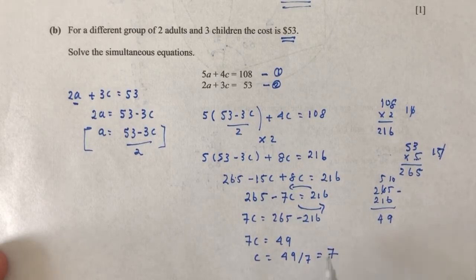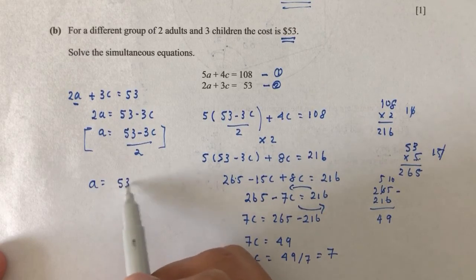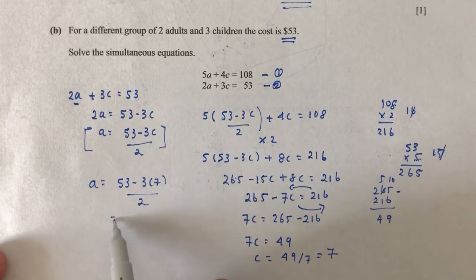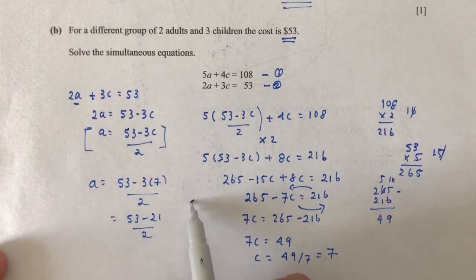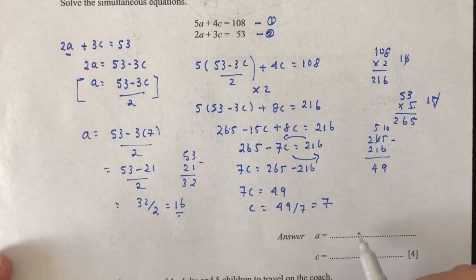Now use this to find the value of A. So A is equal to 53 minus 3C, which is 7, divided by 2. So 53 minus 21, divided by 2. 53 minus 21 is 32. So 32 divided by 2 will give me 16. So the value of A will be 16 and the value of C will be 7.